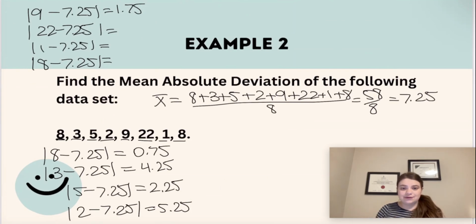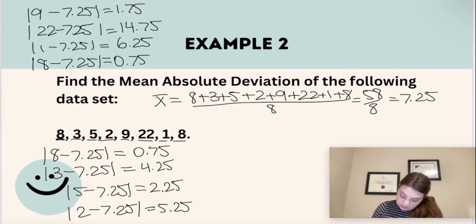22 minus 7.25 would be 14.75. 1 minus 7.25 is negative 6.25, which will end up as positive 6.25 after we take the absolute value. And 8 minus 7.25 is, once again, 0.75. So I know we did do this calculation twice, but that's good because 8 came up in the data set 2 times, and so we are supposed to indeed do it twice because of that.